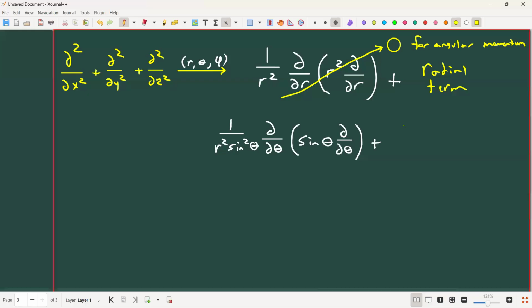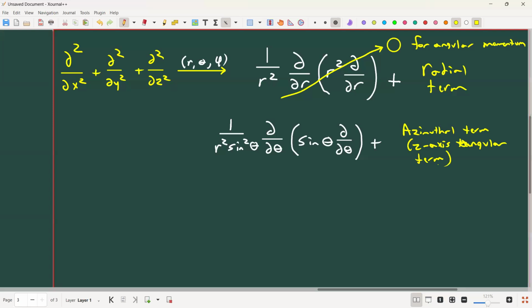We get what's called the azimuthal term. That's the z-axis. Angular term. Right. And let's look at the formula here. This looks a little different, but here we get a net d squared d theta squared, just like we should expect. Then we get 1 over sine squared, r squared sine theta.